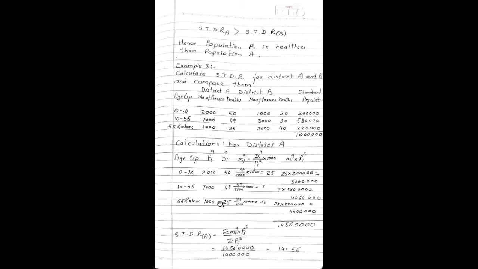Next age group is 55 and above. Population is 1000. Deaths are 25. So mortality rate is nothing but 25 upon 1000 into 1000. So answer is 25. It should be multiplied with the standard population. So 25 into 2,20,000. So it becomes 55 lakhs. So STDR for district A, we will write the formula as summation MIA into PIS upon summation PIS.